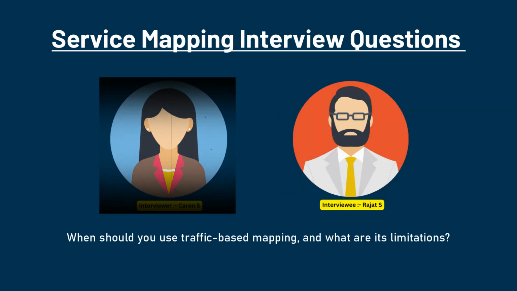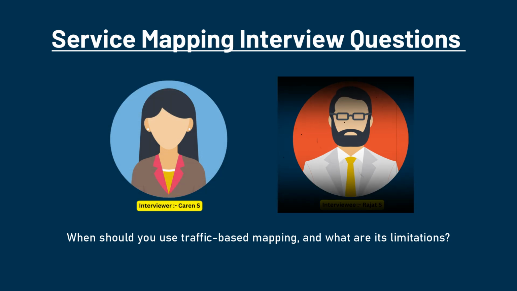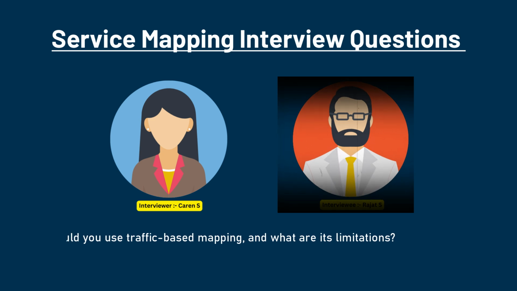When should you use traffic-based mapping, and what are its limitations? So traffic-based mapping captures actual TCP and UDP connections between CIs by analyzing log or packet data. It is helpful when pattern-based mapping is not possible. However, it is prone to false positives as well, especially with ephemeral connections, and should be validated manually so that we are 100% sure that it is not a false positive.